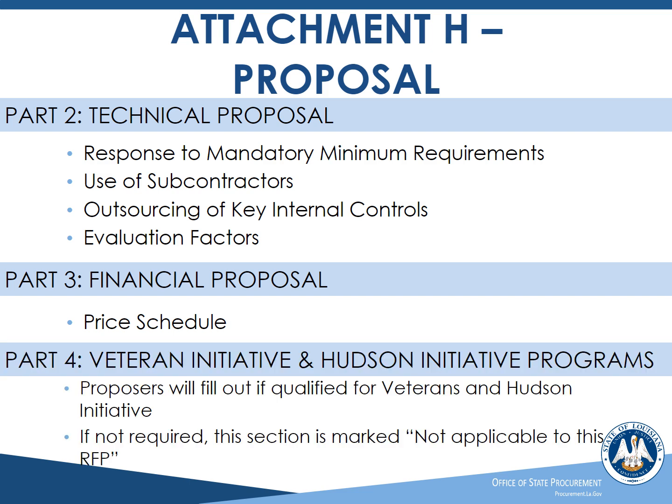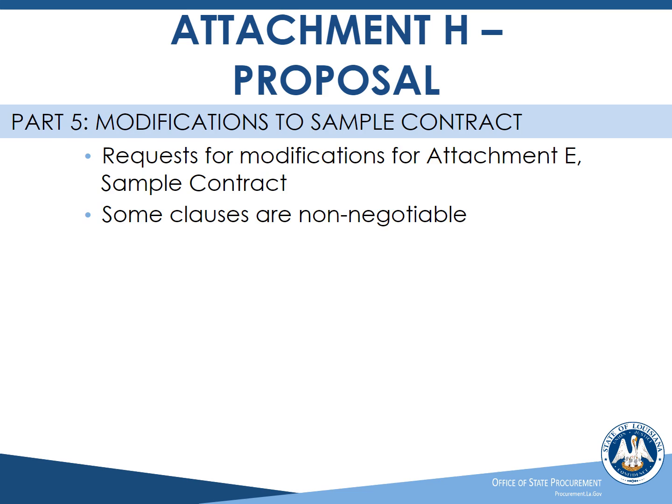Part 4 is Veteran Initiative and Hudson Initiative programs. If the RFP funding source allows the use of Hudson Vets Initiative, the proposers will mark if they are certified either Veterans or Hudson, or both in this section. If not allowed, this section is marked not applicable to this RFP. Part 5 is the proposed modifications to sample contract. This section allows proposers to submit their requested modifications to Attachment E, Sample Contract.